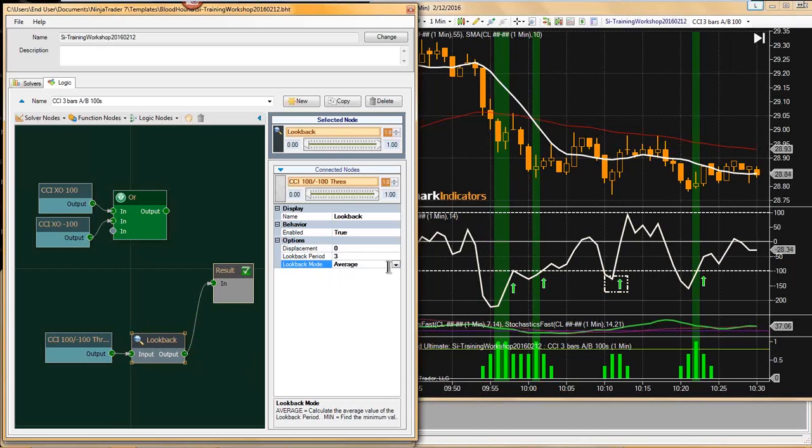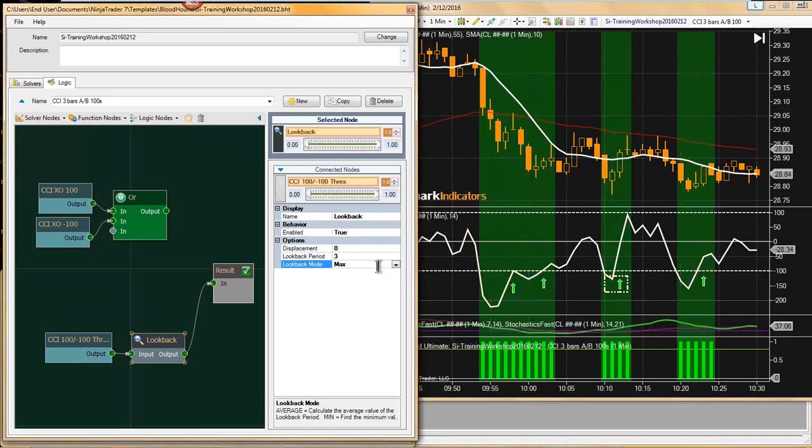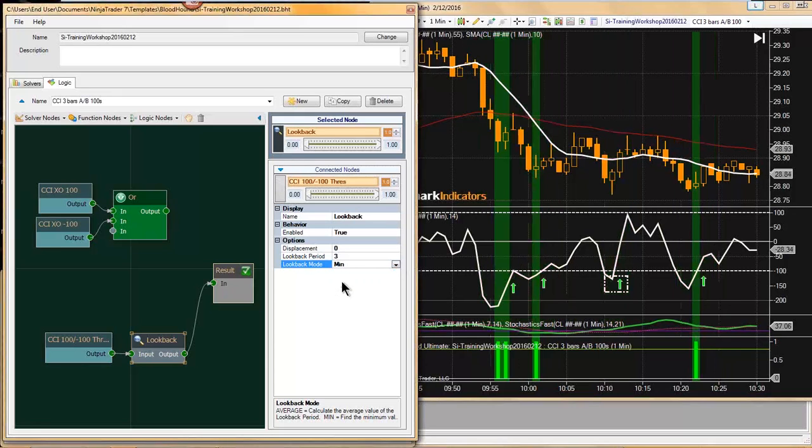And the mode, this is what's critical. Normally, I'd say the max mode is what's used the most common. But because we're looking for a minimum of 3 bars, we're actually going to use the minimum mode.